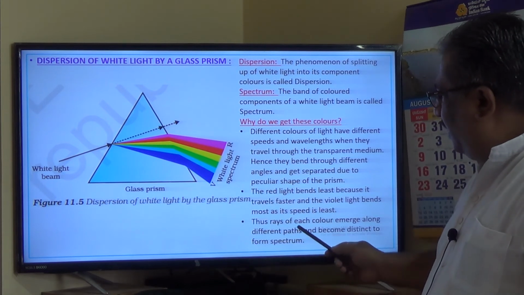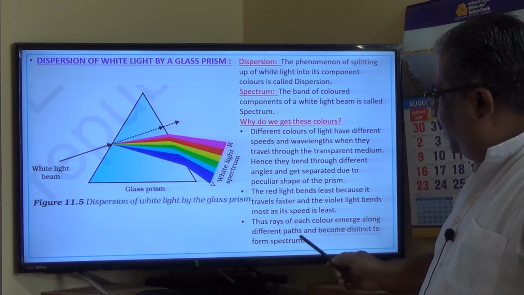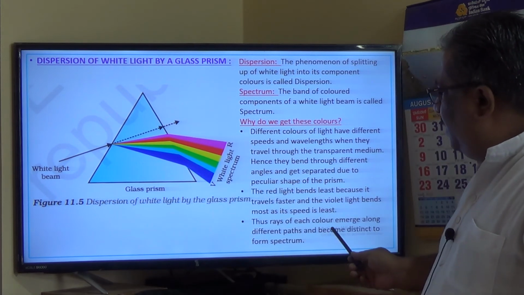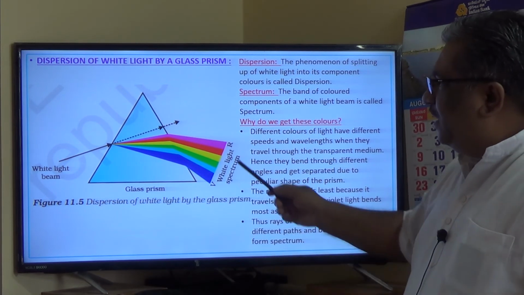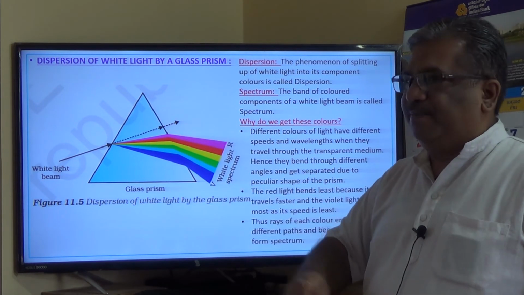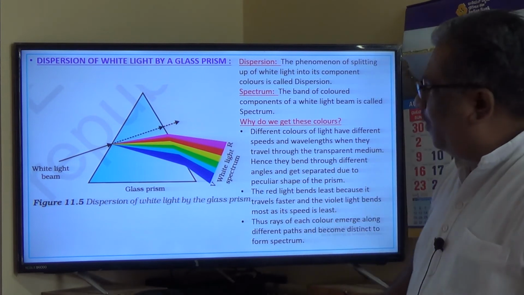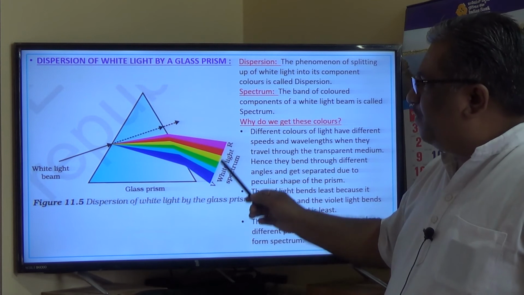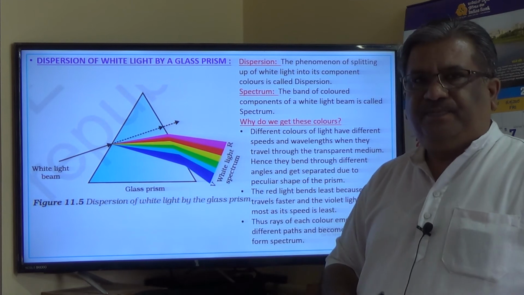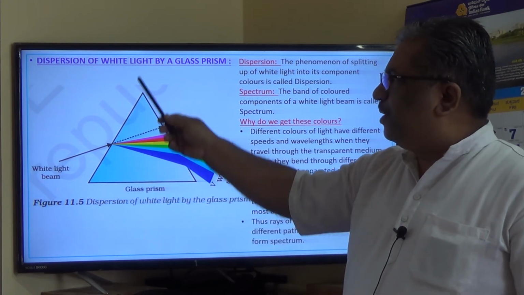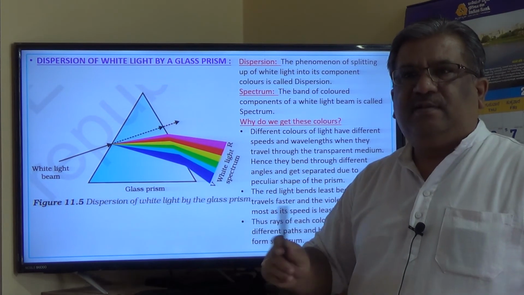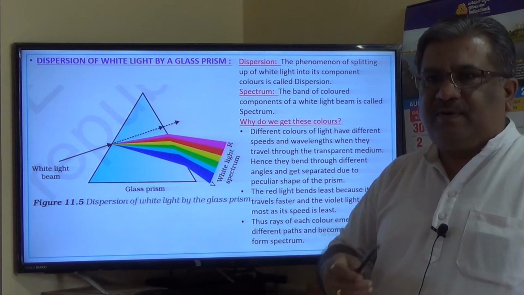Last, thus rays of each color emerge along different paths. That means different colors will emerge along different paths and become distinct to form the spectrum. They get separated due to the peculiar shape of the prism. Dear students, one important point here: production of the spectrum is due to the peculiar shape of the prism. If I take a white light and put a parallel glass slab, do you observe these colored components? Think over it and answer me.